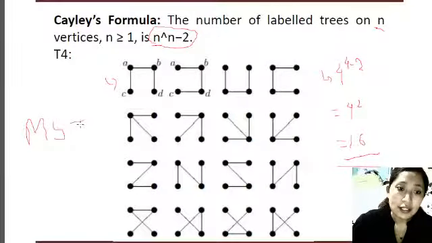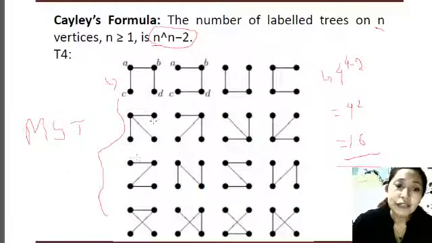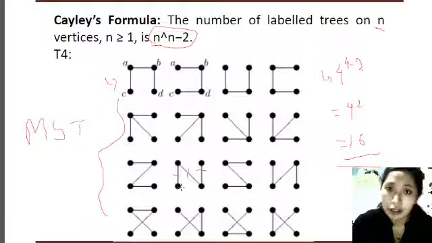Now what is the minimum spanning tree? Among the maximum of 16 possible spanning trees, you need to find that spanning tree with minimum weight. So for that you need to calculate the weight of all the edges, add the weights of all the edges, and the result will be the total weight of that spanning tree. And the spanning tree with minimum total weight is called the minimum spanning tree.